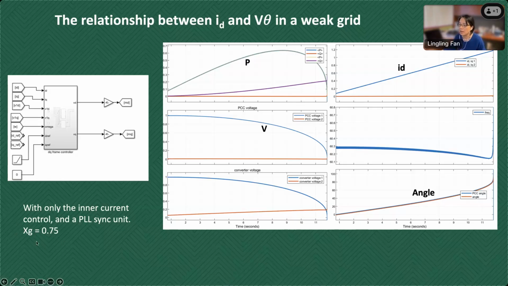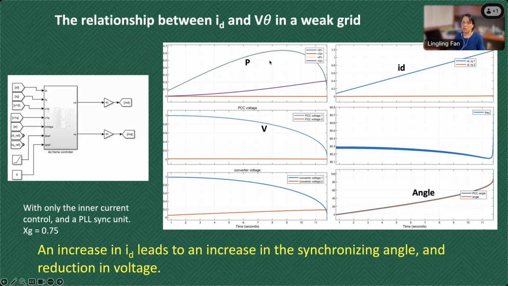So this experiment is done at the weaker grid condition. Xg is 0.75. So theoretically, the limit, if we do the calculation, is limited to 0.66, something like this. Okay. So now the conclusion that we draw from here is we can see that the increase in the real current, ID, the d-axis current, which generates real power, so we call it real current, leads to an increase in the synchronizing angle and reduction in voltage. So that's a characteristic that we found.